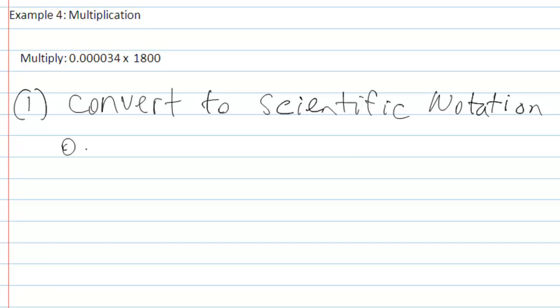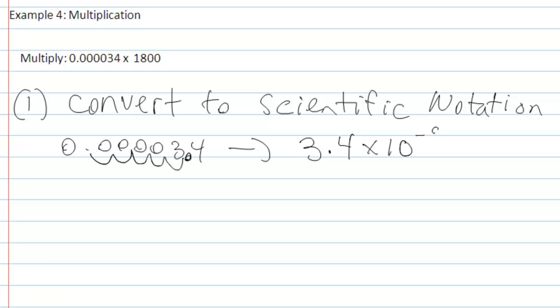So, looking at the first one, 0.000034, how many times do we have to move the decimal place? We have to move it 1, 2, 3, 4, 5 times to the right. So it must be 5 decimal places smaller than 3.4. Therefore, this one becomes 3.4 times 10 to the negative 5. And for 1800, we've got to move the decimal place 3 places to the left. So this is going to go to 1.8 times 10 to the 3.